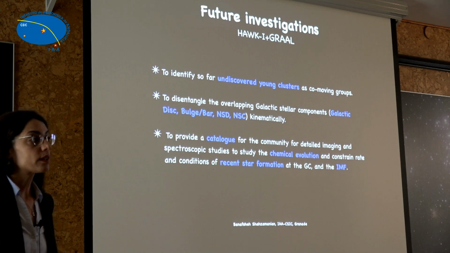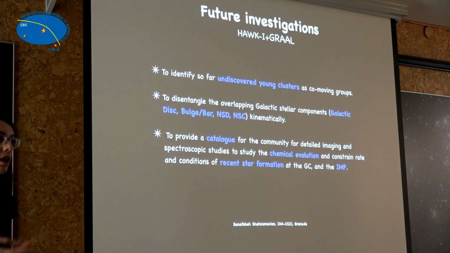We can provide a catalog of proper motion for the community of Galactic Centre. And this catalog can be used for follow-up observation with imaging and spectroscopy to improve stellar evolutionary models, to be used for chemical evolutions, and also to have a conclusion on recent star formation at the GC, and also to constrain the initial mass function for the Galactic Centre.